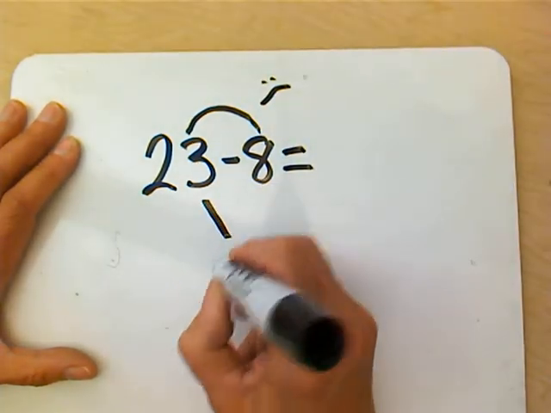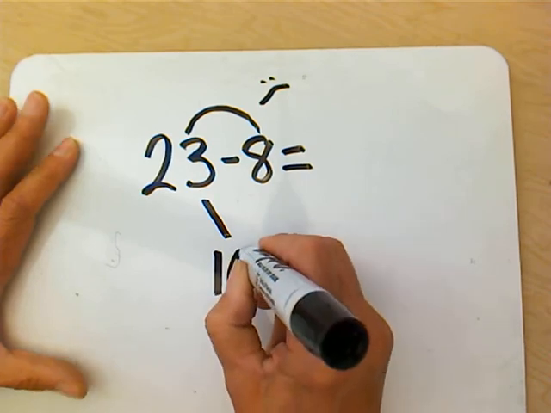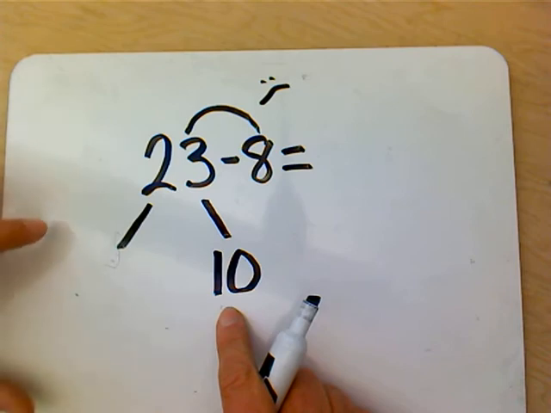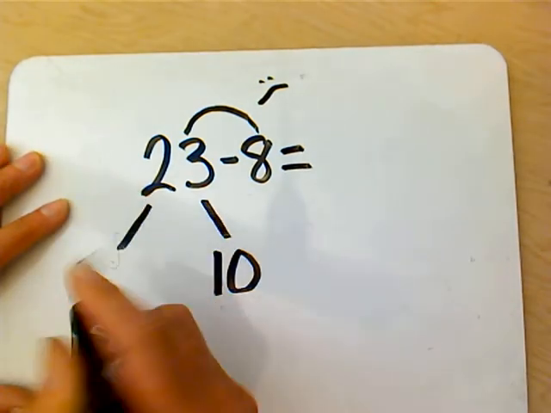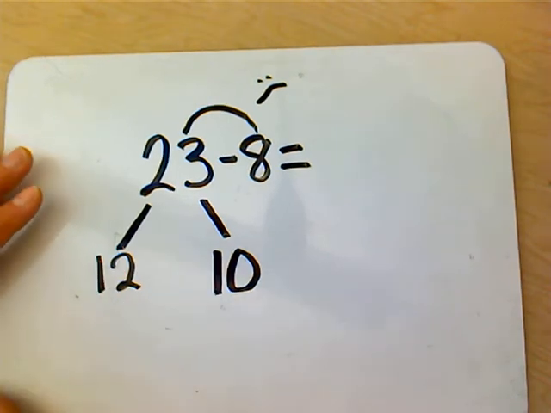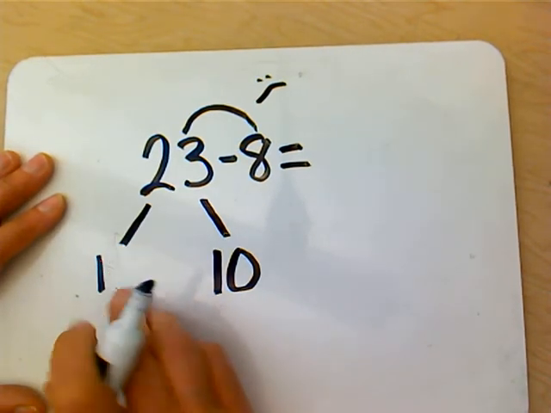So that means I'm going to need to take out a group of 10 and figure out the other side of my number bond by counting back 10. If I count back 10 from 23, I get 12. Counting back 10, whoops, sorry, I don't get 12, I get 13.